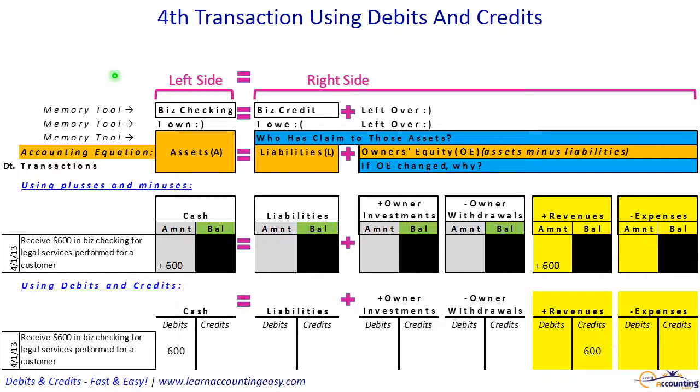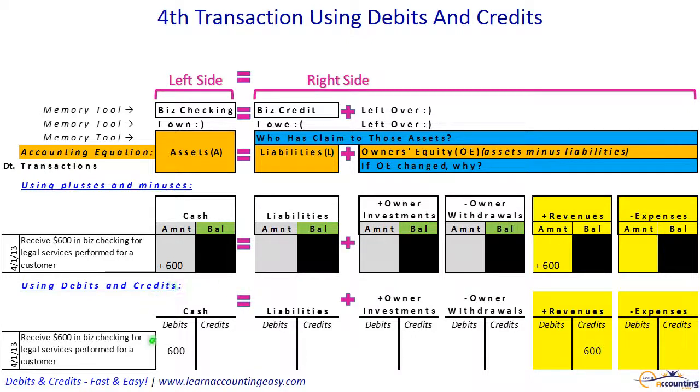The last transaction that we're going to walk through using debits and credits is the fourth transaction on April 1st, when we received $600 in business checking for legal services performed for a customer. Now with pluses and minuses, we started with the cash account and we put the plus 600 there, and then we knew that if we are providing goods and services to a customer, that's called revenue. So we went over to the revenue account and we put plus 600.